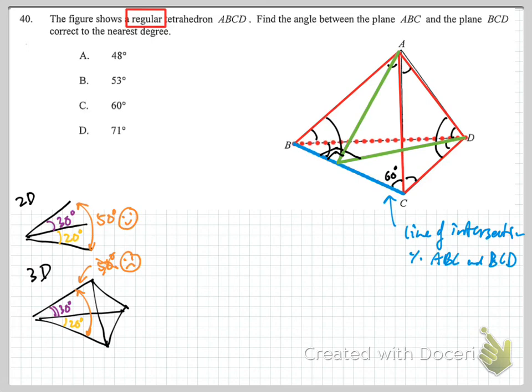So the angle between the green lines is the required angle. This is the angle between the two planes. We find a common line, and then we draw a perpendicular to the common line along each plane. Along ABC, we draw the green line that is perpendicular to the blue. Along BCD, we draw another line that is perpendicular to the blue. Now, because the two triangles ABC and BCD are the same, naturally the two green lines are the same.